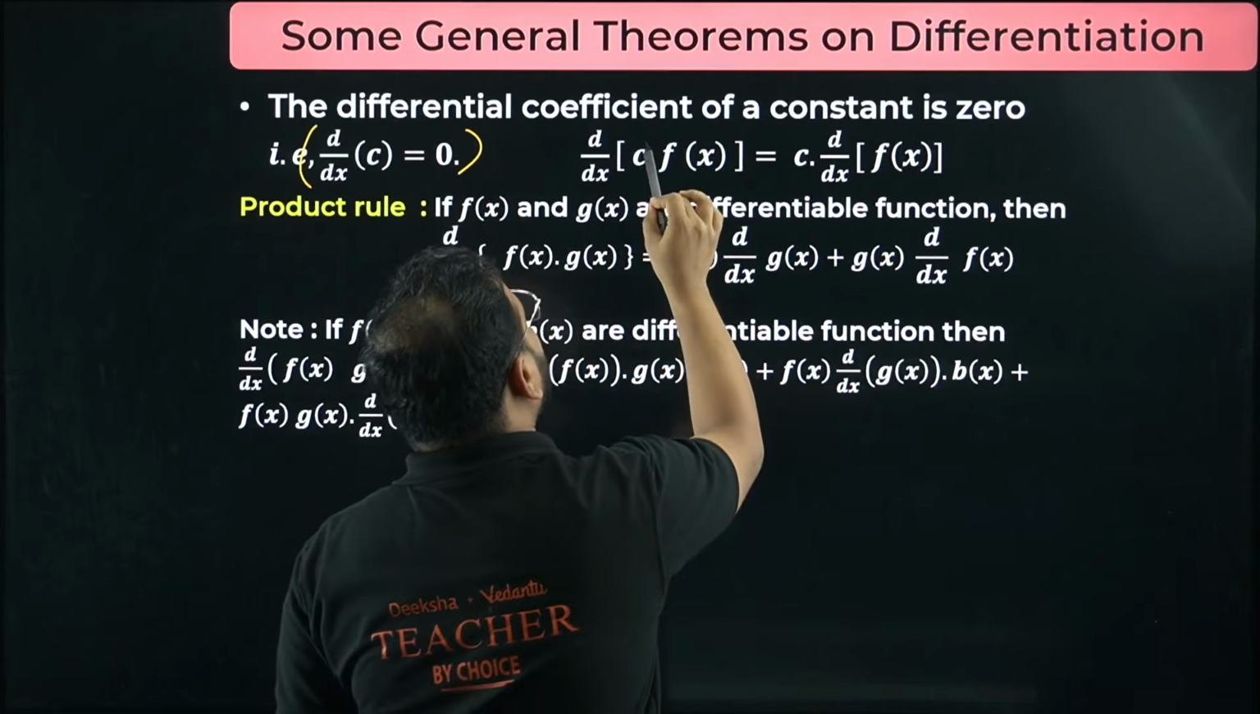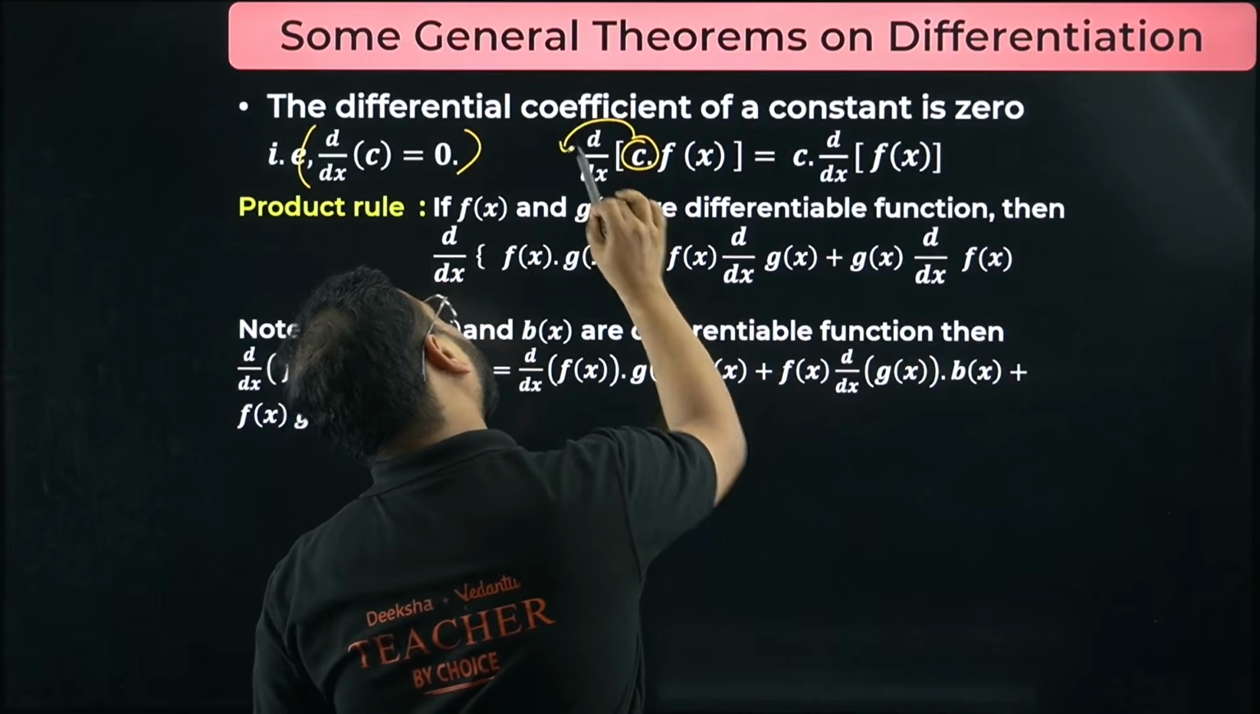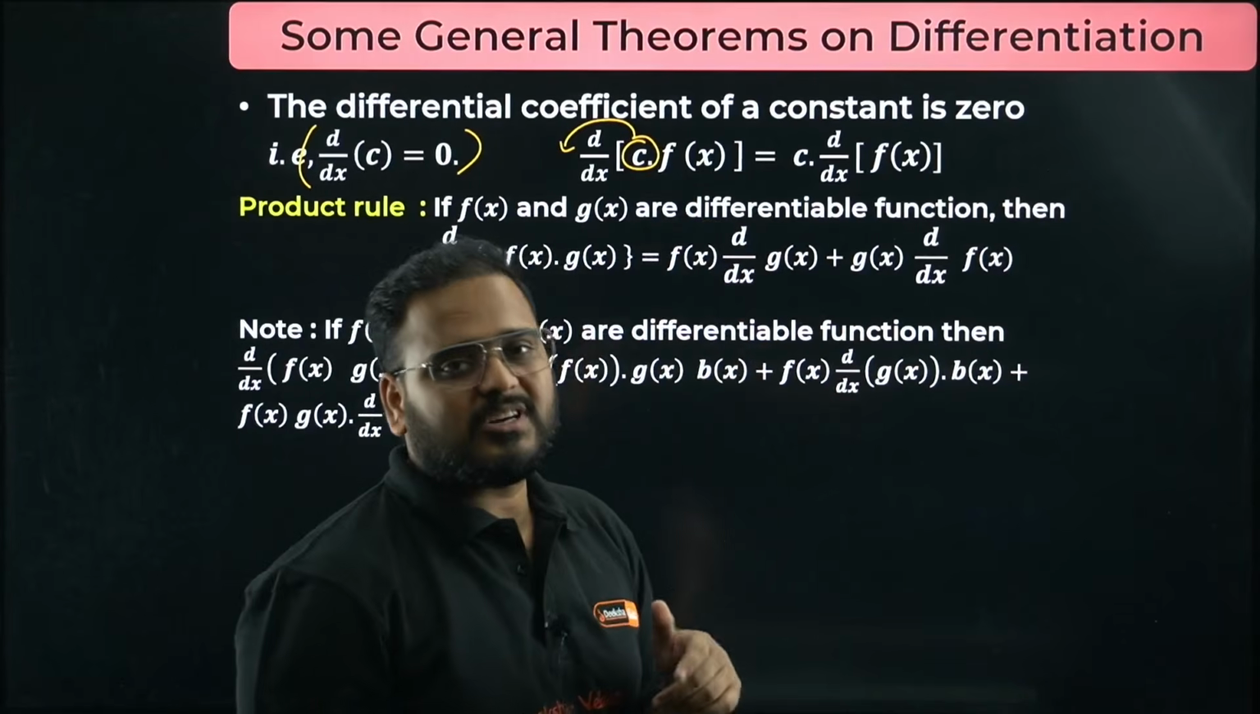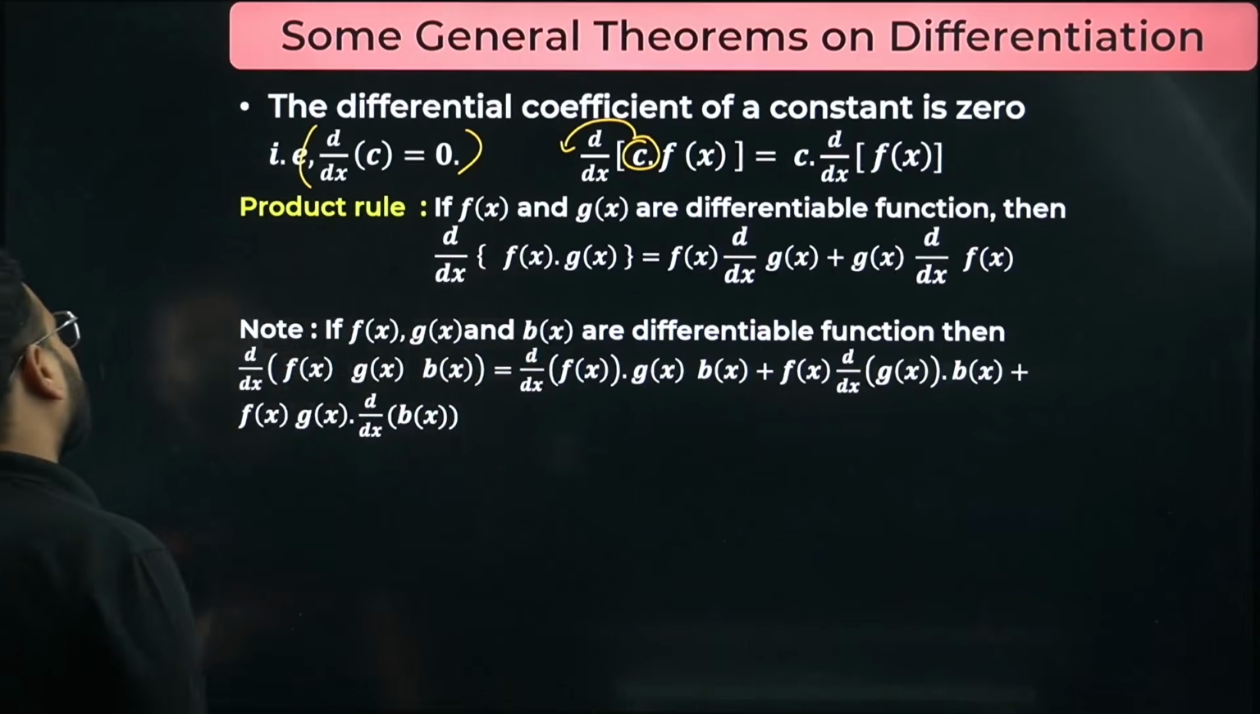If you multiply a constant to a function being differentiated, you can just take it out. You can take it out from the function. Constant can be taken out, as we did in the limit, right? We can take the constant out over here also.